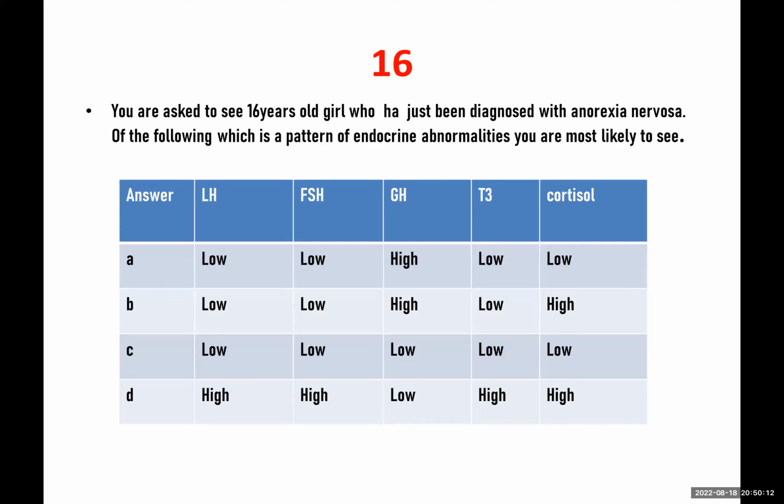You are asked to see a 16 years old girl who has just been diagnosed with anorexia nervosa. Of the following, which is the pattern of endocrine abnormality you are most likely to see?